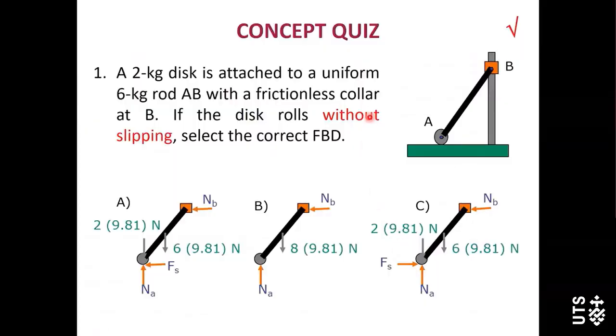Okay, now concept quiz problem. And here, a 2 kilo disc is attached to a uniform 6 kilo rod AB with a frictionless collar at point B. If this disc rolls without slipping on this surface, then which one of these three should be the correct free body diagram?